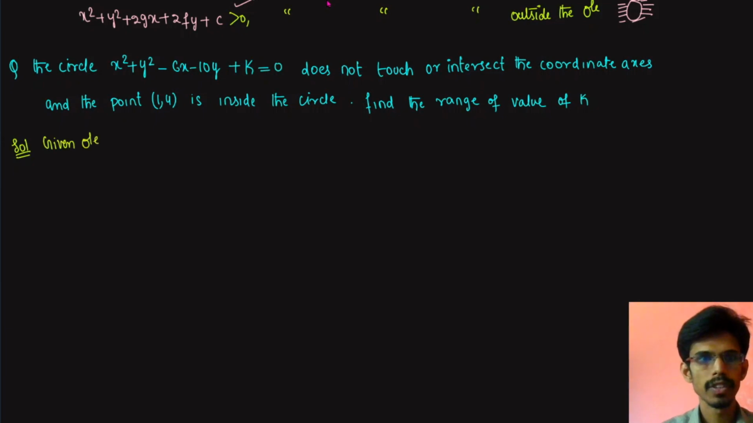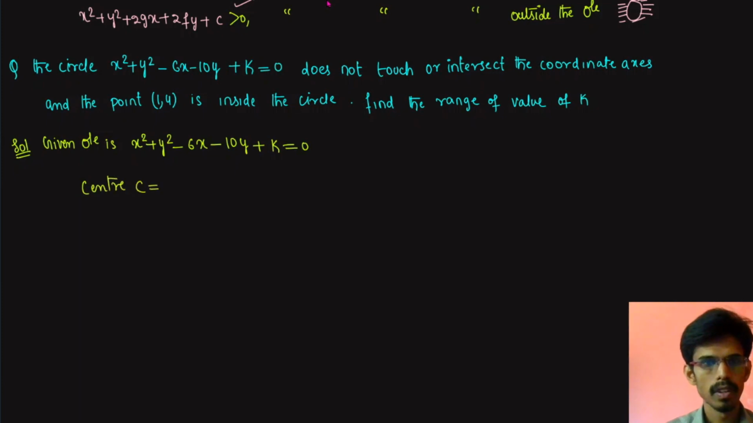Given equation of circle is x square plus y square minus 6x minus 10y plus k equal to 0. Now the center C will be half of the coefficient of x with opposite sign, that will be 3, and half of the coefficient of y with opposite sign, so this will be 5. The center is (3, 5).